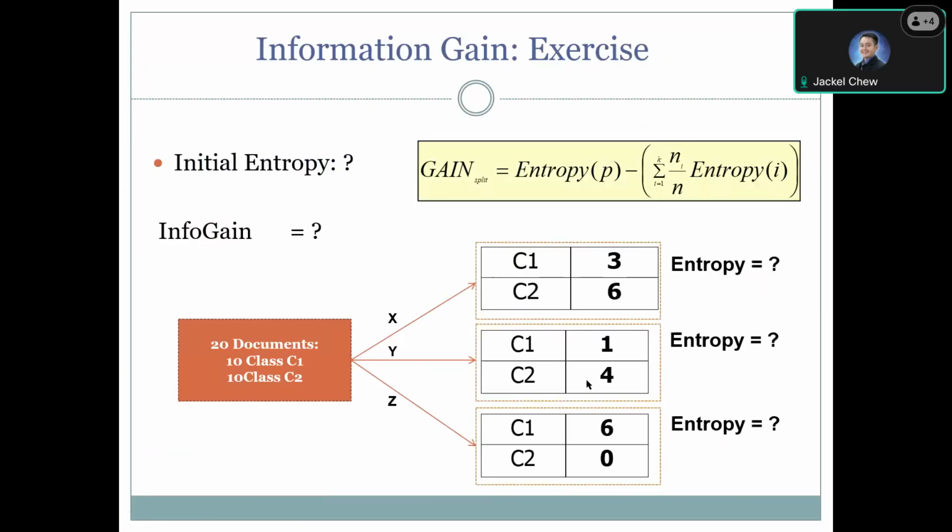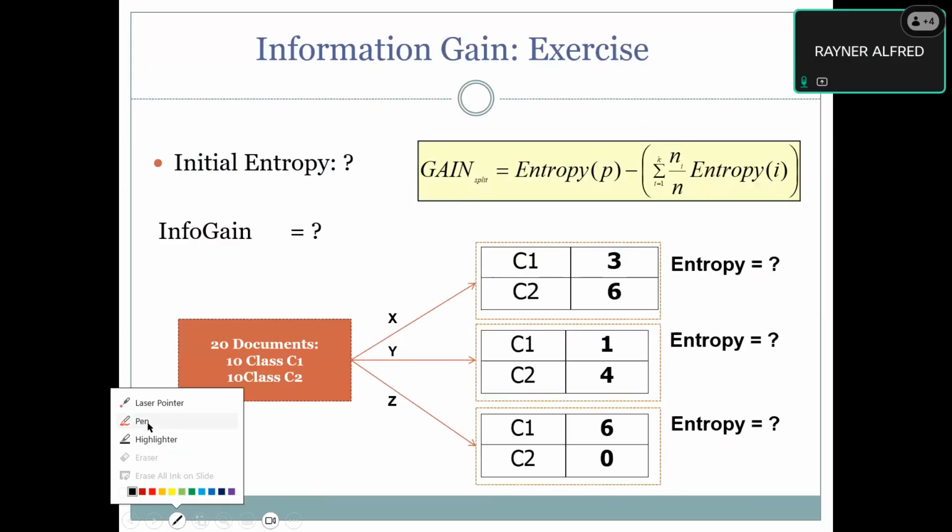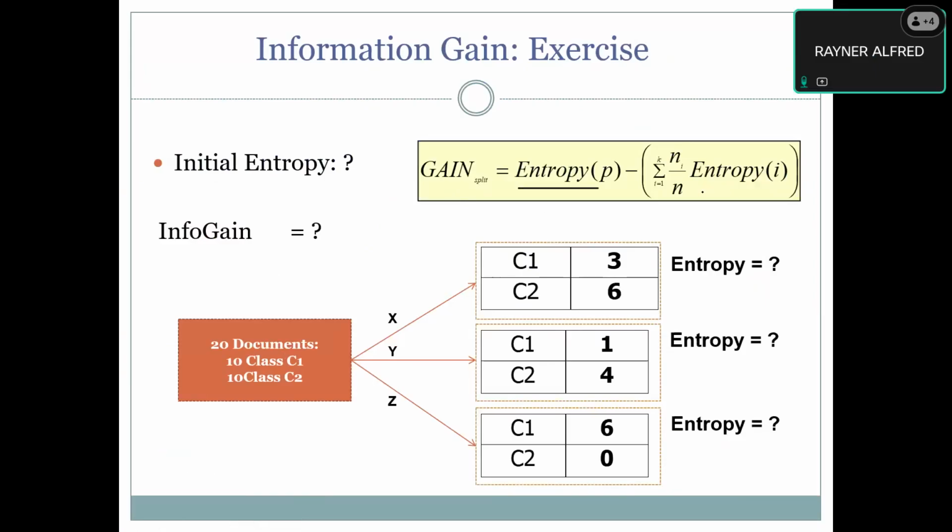Everything is clear, Prof. Okay, so I'll give you 15 minutes or 20 minutes to do this small exercise, just to have a clear understanding of how we compute the IG here. So this is your IG, and this is the entropy before, and this is after. Over here we have 20 documents, 10 and 10. Then we solve the problem together.